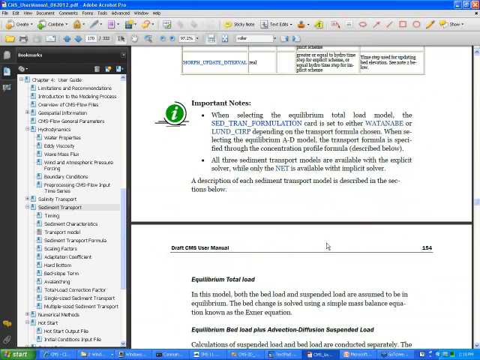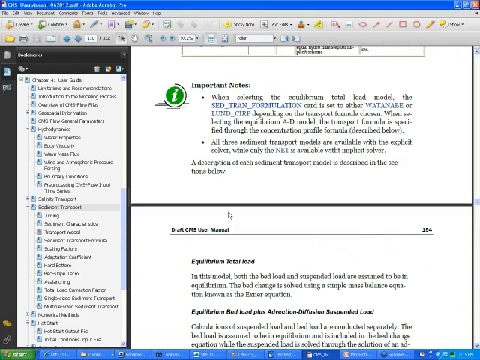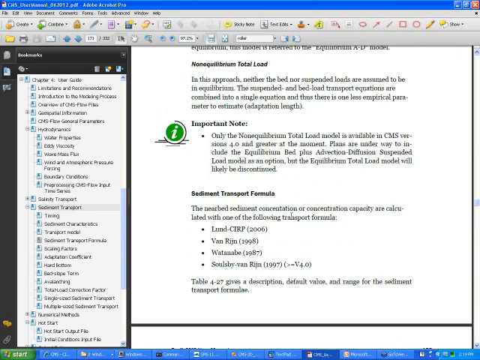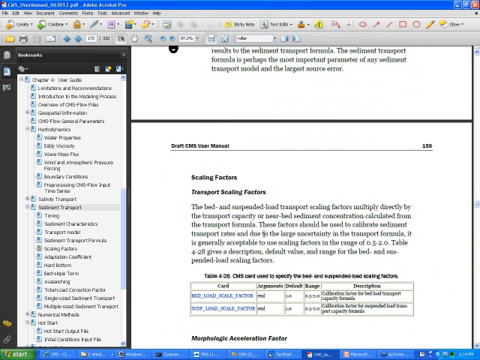We talked about the sediment transport formula. These are the cards that are used to specify what transport model is being solved. And then the sediment transport formula, the 4 options: the Lund-CIRP, Van Rijn, Watanabe, and Soulsby-Van Rijn, and all the associated cards with those. Then the scale factors, the bed and suspended load scale factors. These are the factors that directly multiply the equilibrium transport formula.